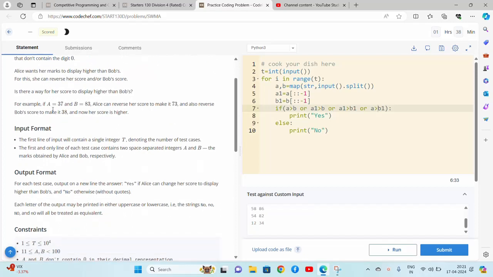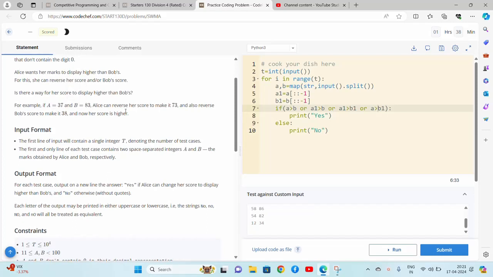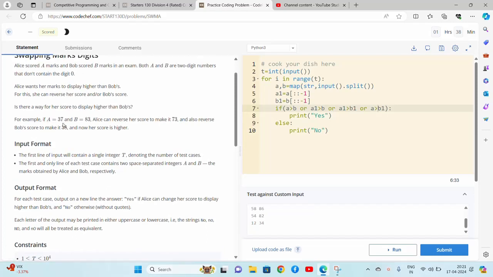Here you can see that if Alice's score is 37 and Bob's score is 83, and Alice wants to display her marks higher than Bob's, with this operation she can reverse her score and/or Bob's score. And/or is a very important thing. You need to make note of it.